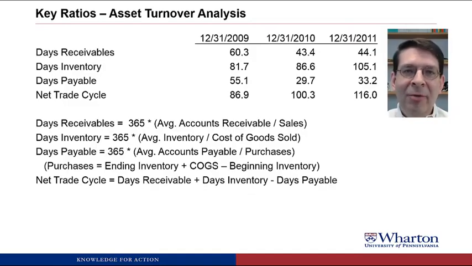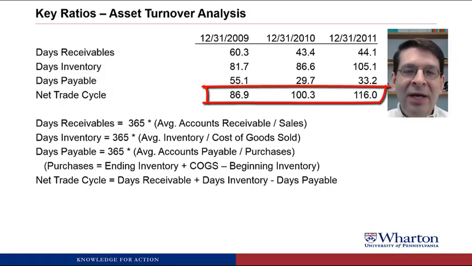So why doesn't everybody always take advantage of discounts? Well, there's a cost to it, and that's what we're going to look at in this next ratio, the net trade cycle. The net trade cycle is basically a measure of the number of days that you have to borrow from a bank to meet a short-term cash shortfall. So the net trade cycle is days inventory plus days receivable. So that's basically the number of days from when you first get raw materials to when you make the sale and then collect the cash.